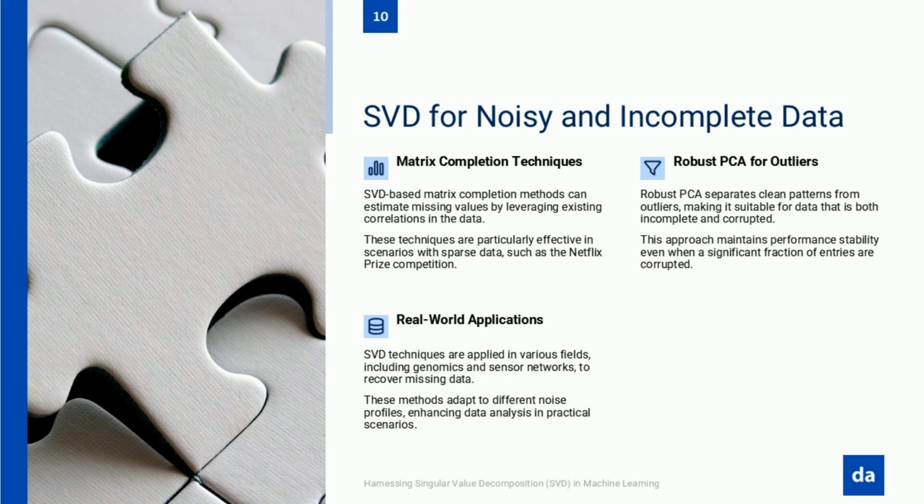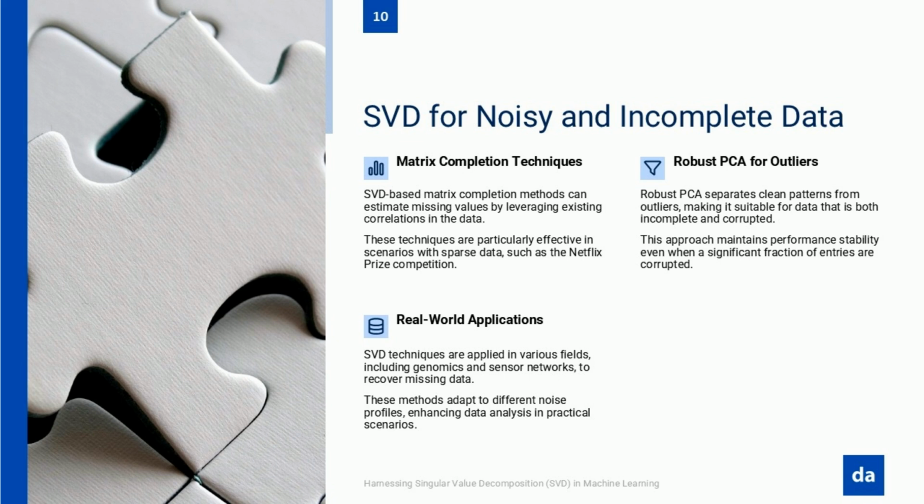What makes these approaches particularly valuable is their ability to adapt to different noise profiles. When dealing with Gaussian noise that affects all measurements equally, truncated SVD naturally filters out the noise by capturing only the dominant patterns associated with the largest singular values. For structured corruption, where specific entries are severely affected, robust PCA approaches can isolate and remove these outliers without compromising the recovery of the underlying patterns.